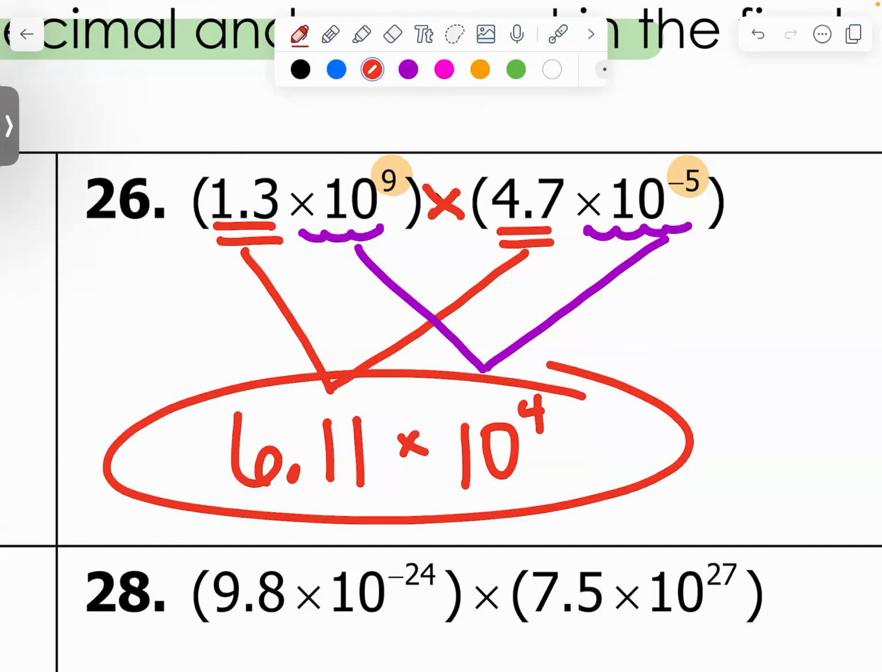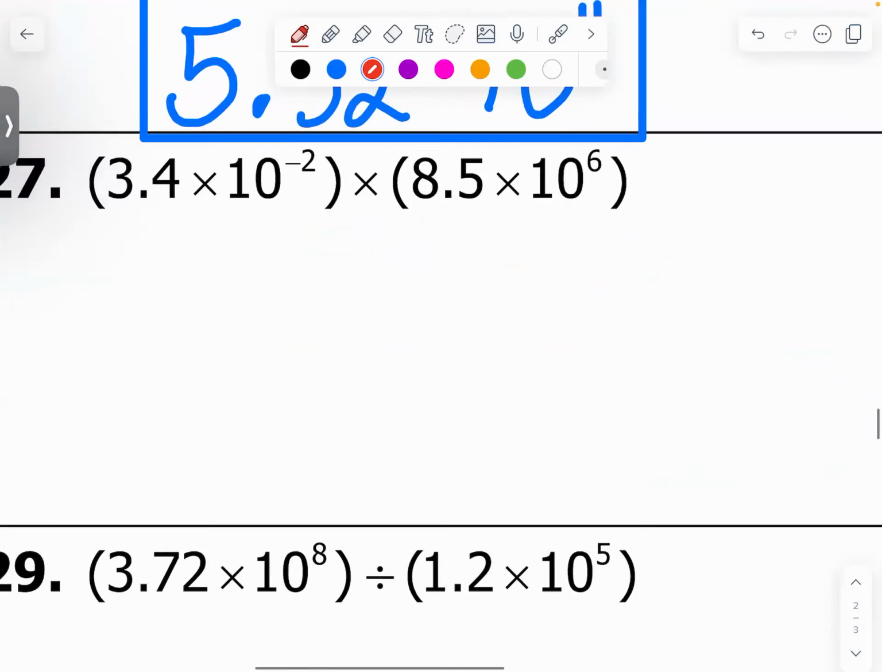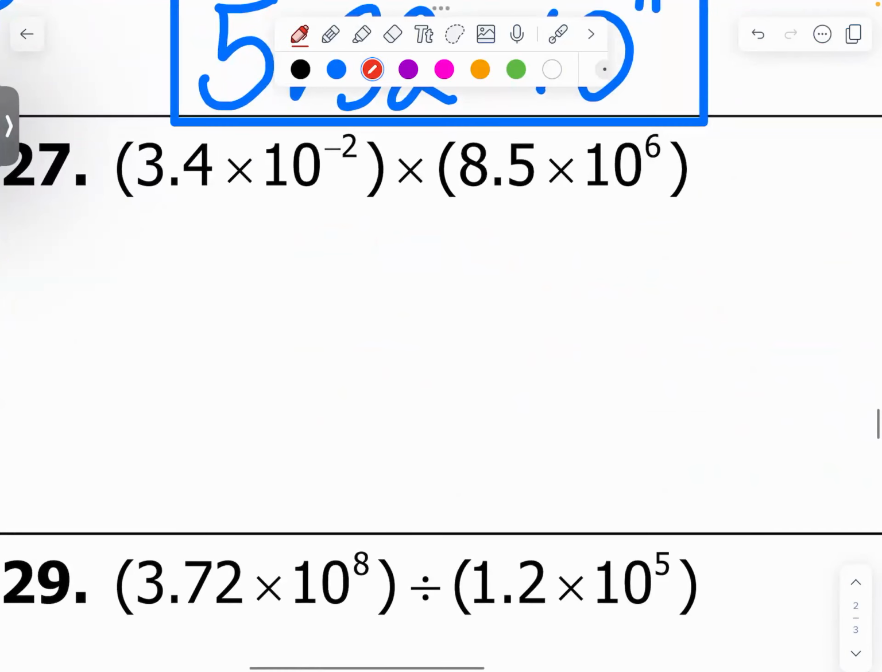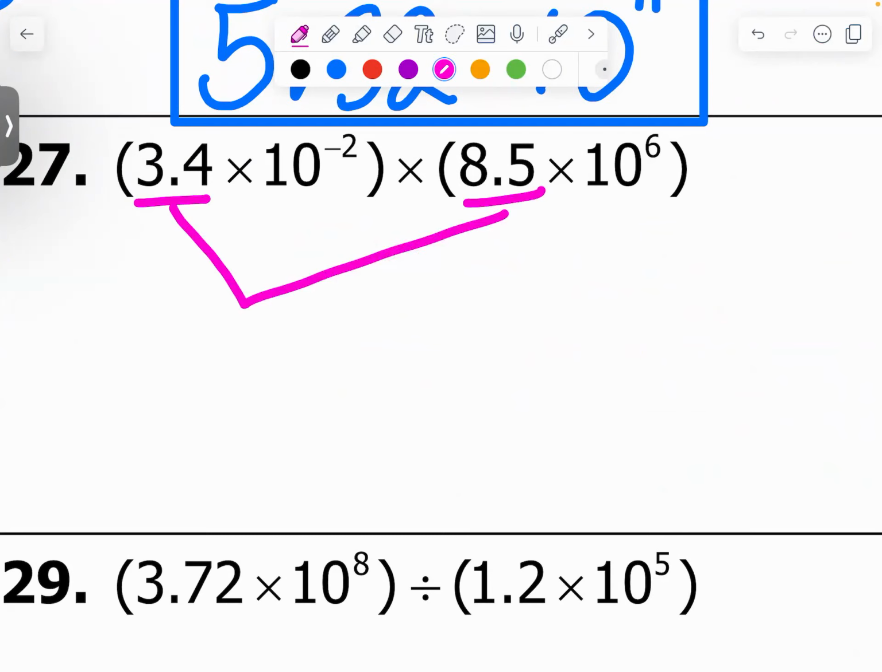Now, number 27 gets a little exciting, doesn't it? Okay, what's 3.4 times 8.5, Emma? 28.9. That's why this one's exciting. 28.9. Now, if we take 10 to the negative 2 and we multiply it to 10 to the 6.